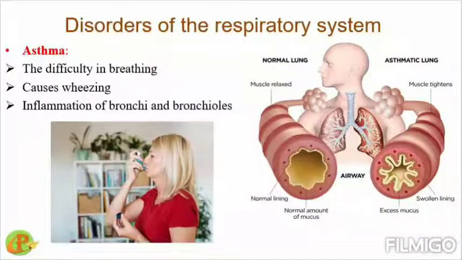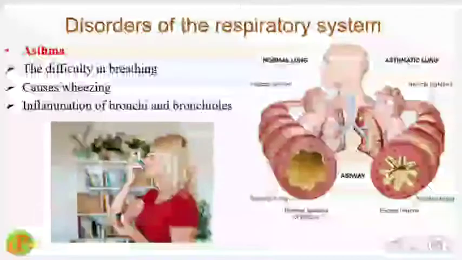Now let's discuss disorders of the respiratory system. Asthma, which is very common these days, happens due to difficulty in breathing and causes a wheezing sound while we breathe. So the breathing is not normal. Here, what happens is that inflammation occurs in the bronchi and bronchioles of the lungs, so that their walls swell up and the airway, the lumen, becomes smaller, so that an adequate amount of air cannot pass through it.